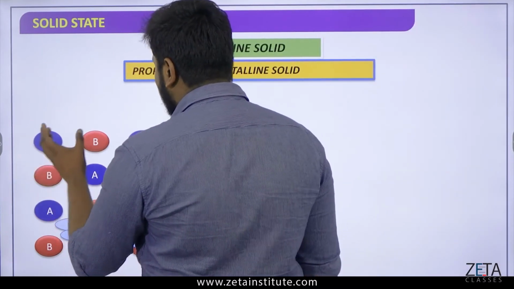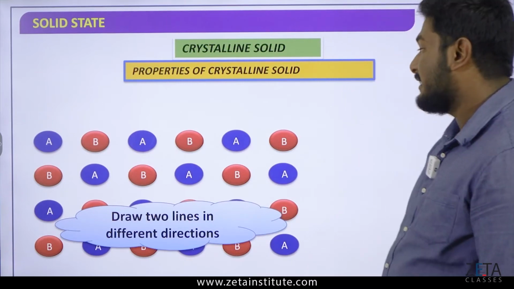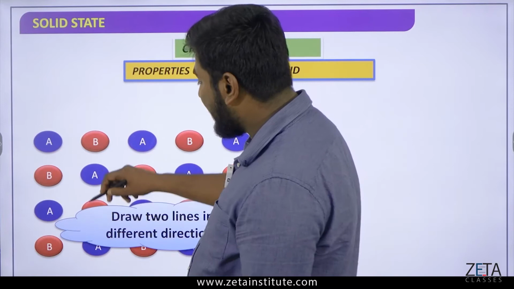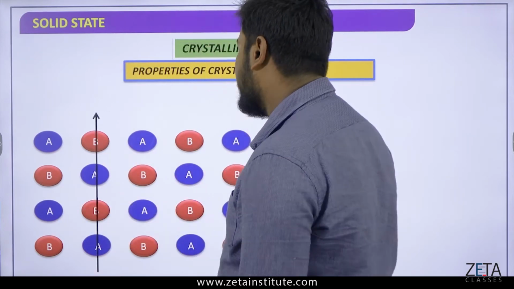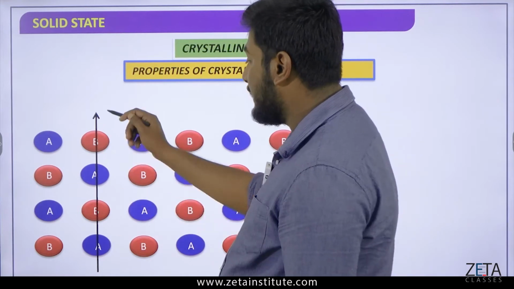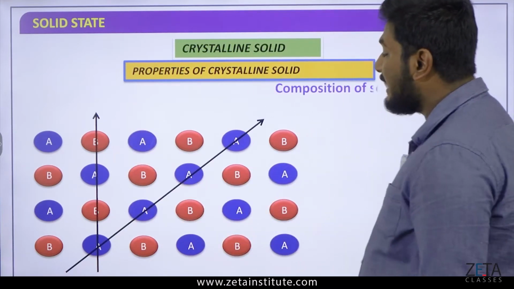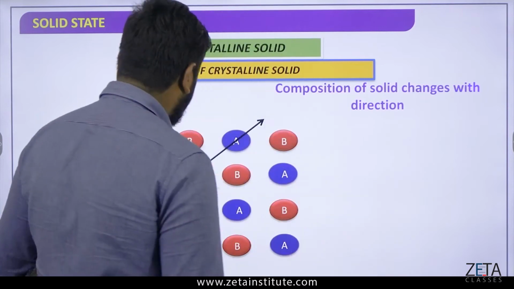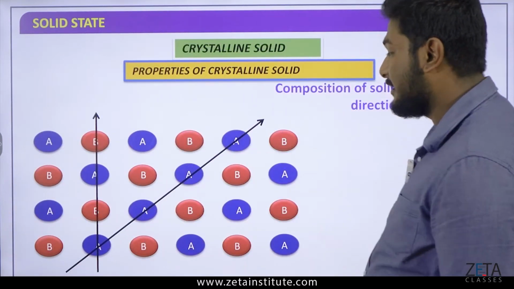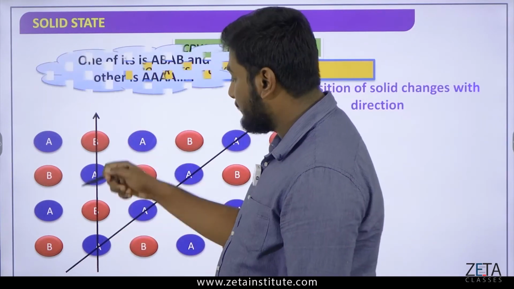Now please consider this example of a crystalline solid, showing the arrangement of particles in a crystalline solid. If I draw a line like this, you can see the arrangement of particles is AB, AB. And if I draw the line like this, the arrangement of particles is AAA type. So here the composition of the solid changes with direction.